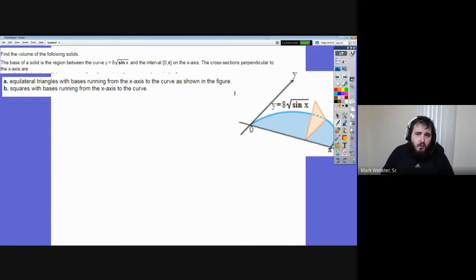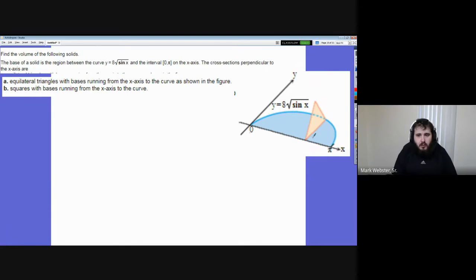So now we're changing up a couple things. First of all, we're changing up the type of figure that we're working with. Part A, we're working with an equilateral triangle. And part B, we're working with another square. For part A, equilateral triangle, so it says from the x-axis to the curve. So it's saying like this, from 0 to whatever the function is.